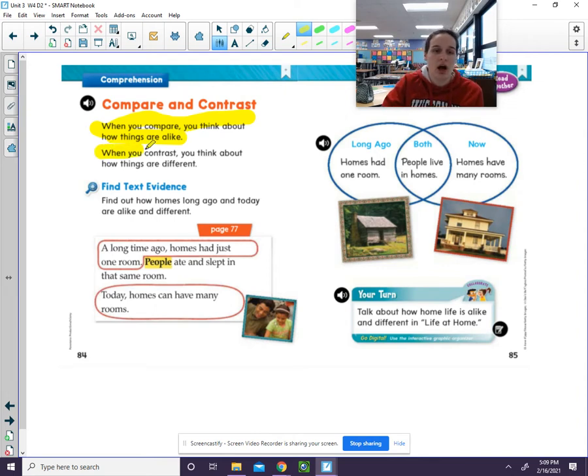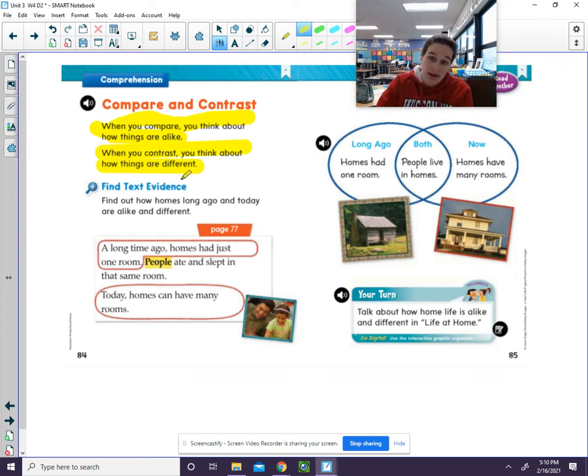Now, when you contrast, you think about how things are different. Okay, raise your hand if you're 27 years old. Yeah, nobody should have raised their hand because I know you're all a lot younger than me. But that's how we can contrast things. So even though we both were alike in that we both like swimming, we're different because we're different ages. Okay? So compare and contrast.